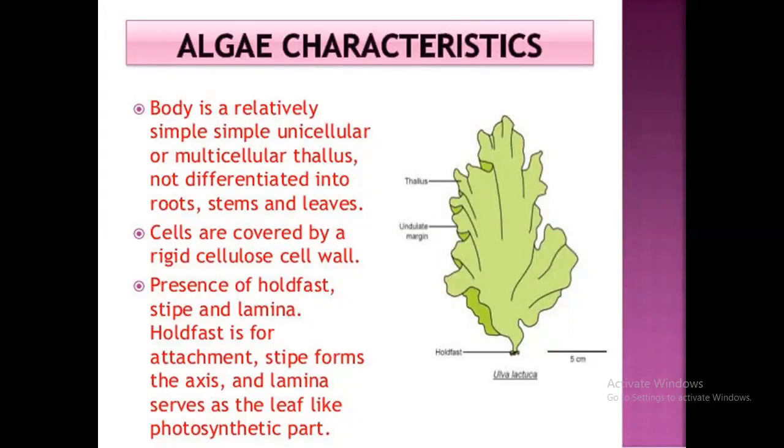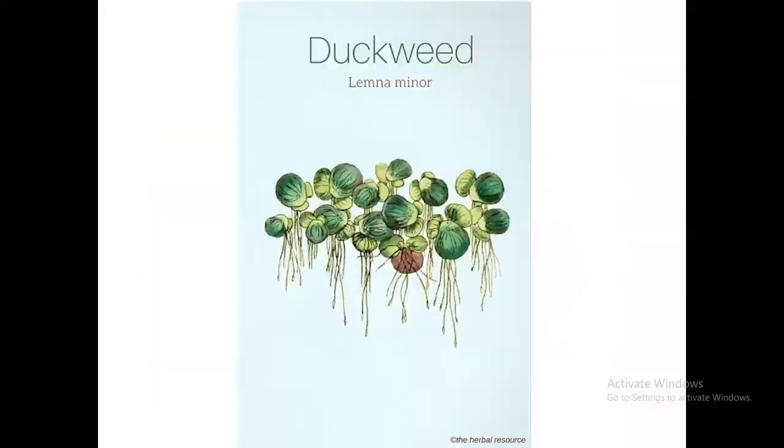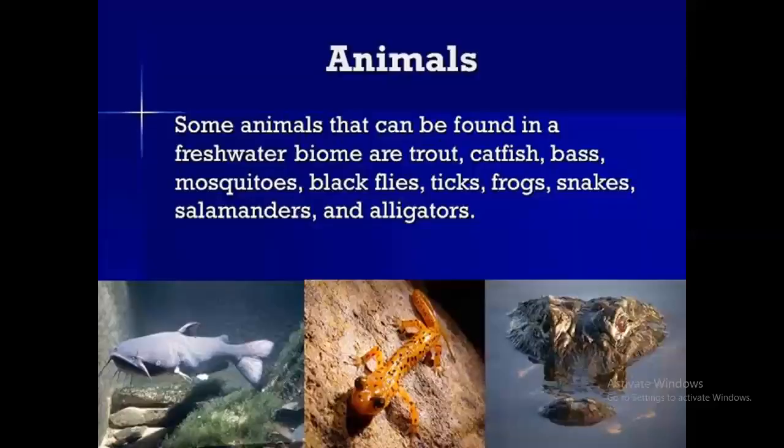The other plant is the duckweed, and related genera of the duckweed family, Lemnaceae, are the smallest flowering plants known. Individual plants consist of a single flat oval leaf no more than one-fourth of an inch long that floats on the surface of still or slow-moving ponds, lakes, and sloughs. Some animals that can be found in a freshwater biome are trout, catfish, and other invertebrates.